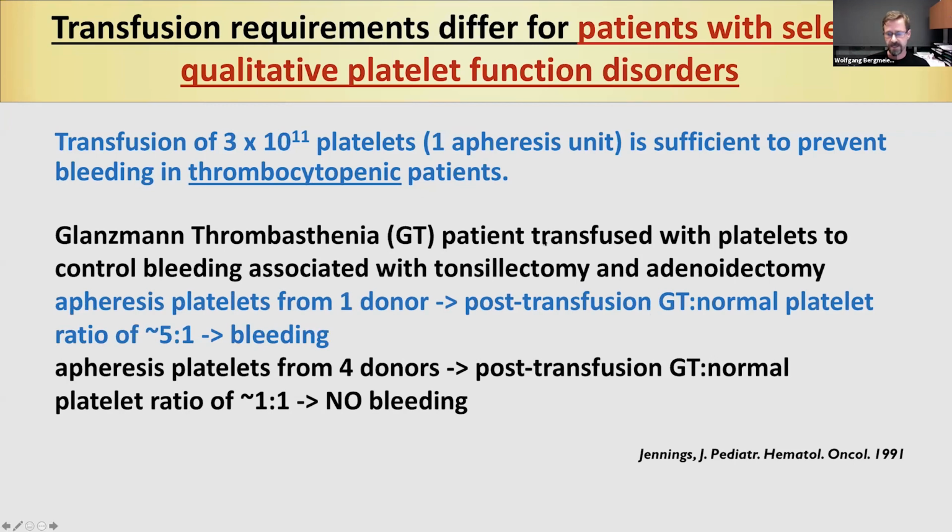And this is a very nice example published by Lisa Jennings many years ago now, where they had a patient that got transfused with platelets before a procedure, and they gave him 1 unit of apheresis platelets, and that did not prevent the bleeding. And so afterwards, they looked into the ratio of dysfunctional to functional platelets, so GT to normal platelets, and the ratio was about 5 to 1. In order to prevent the bleeding, they had to come down to a ratio of about 1 to 1. They gave an extra 4 units to this individual.